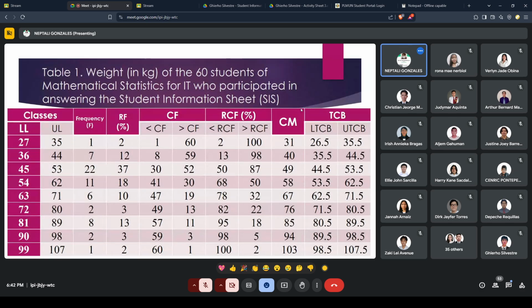Question. We just constructed the frequency distribution table. Yes, Zaki, question. Sir, ano nga po ulit yung formula ng LL? Ano to yung formula ng LL tsaka yung L? Nang? Hindi ko marinig.